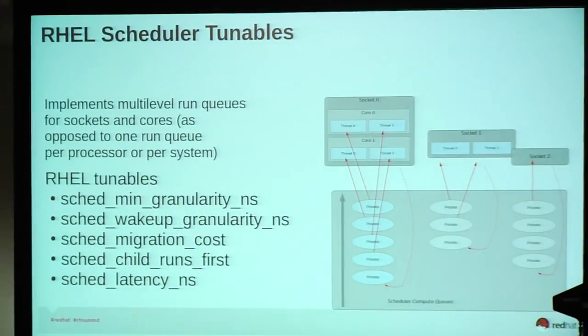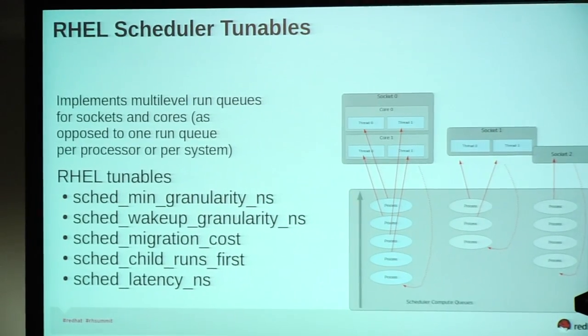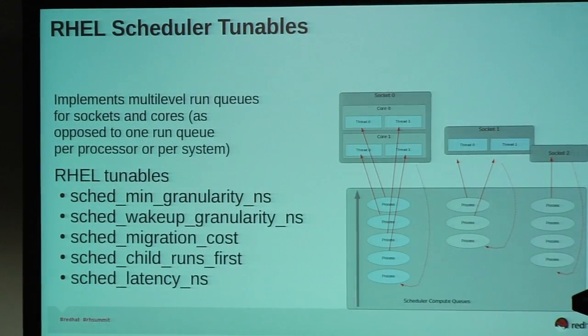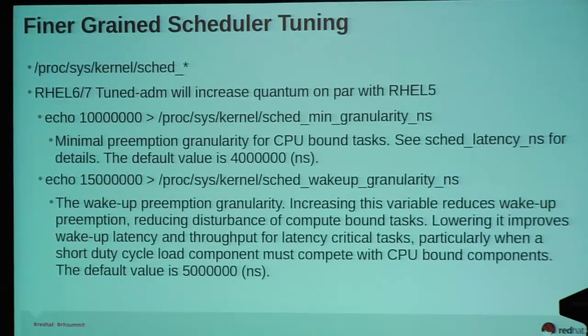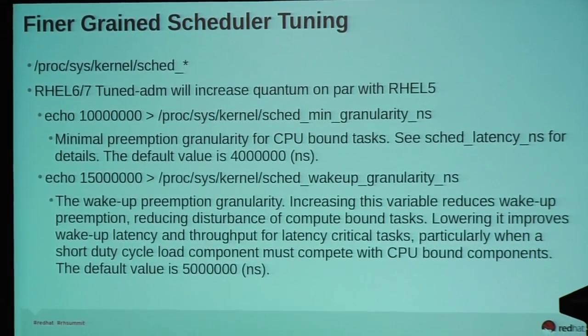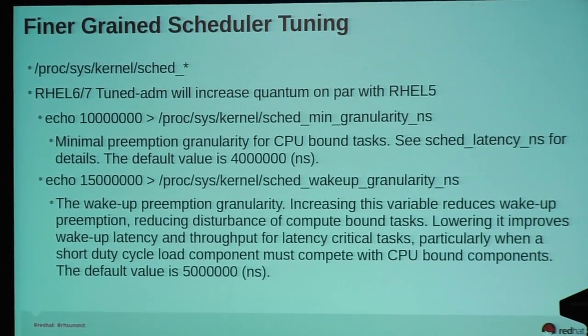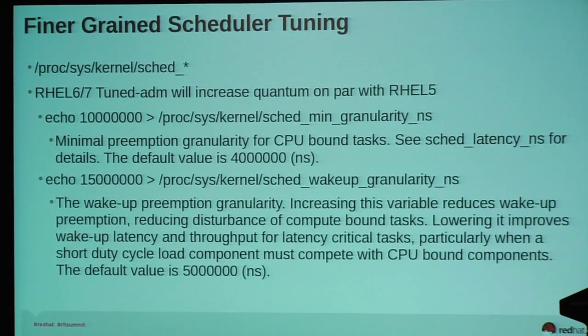In the kernel, we provide several different parameters, most of which I'm going to talk about are adjusted by the tuned profiles here. And we have several in the scheduler. I'll go over some of those in a minute. The finer grained scheduler tuning: there was a pretty big scheduler shift that took place between RHEL 5 and RHEL 6. And I figured there was a lot of 5 and 6 interest here.